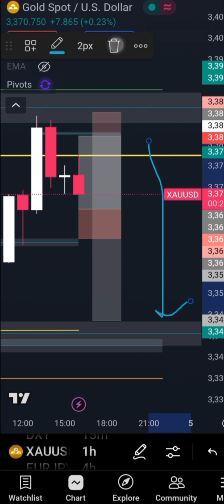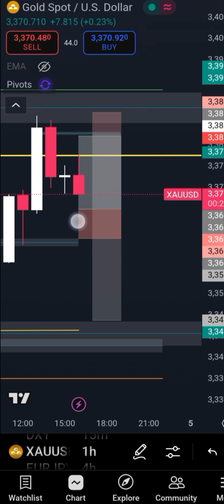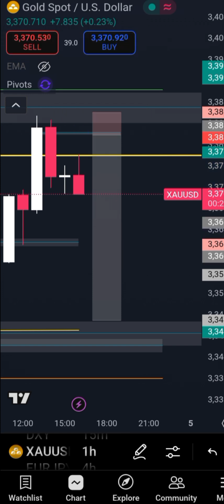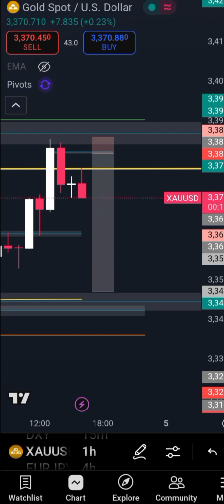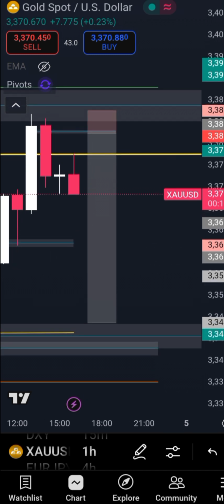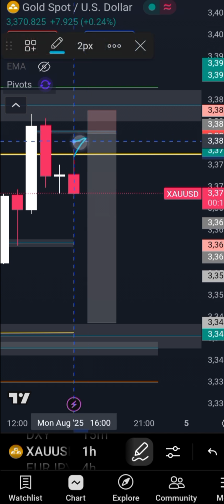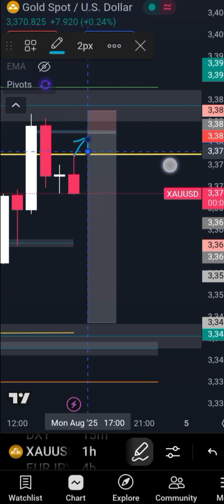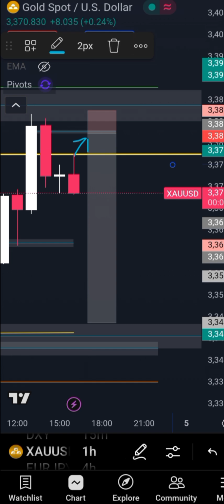I'm not looking to catch the little moves. I'm avoiding liquidity right now. I don't want to be the liquidity in the market. So this is what I'm looking at, right? I believe that when price gets back to this zone right here, right? I believe that when price gets to that zone, price is going to reverse.